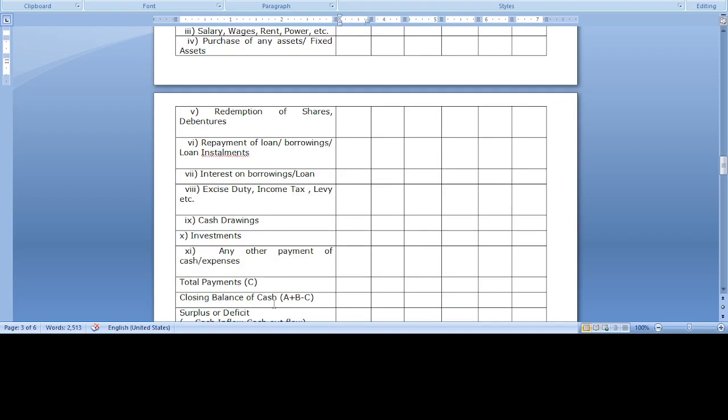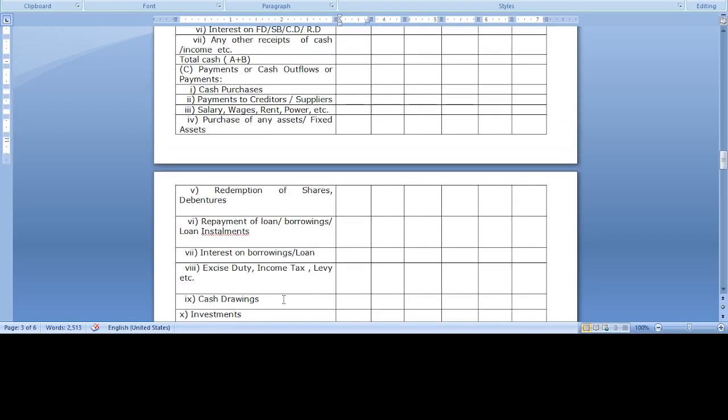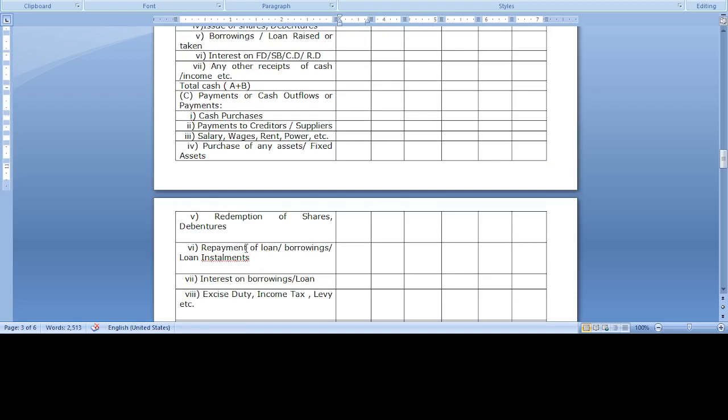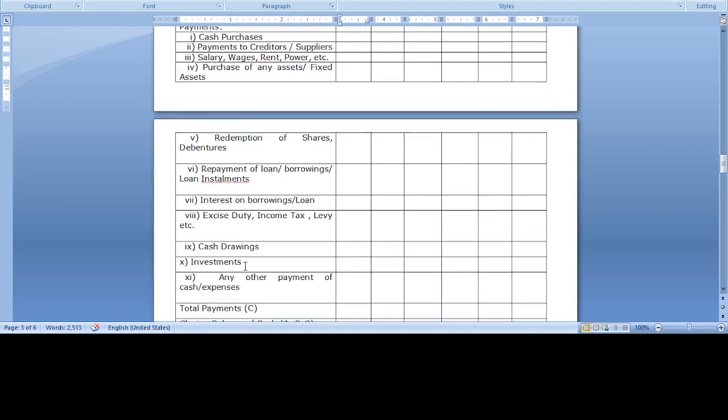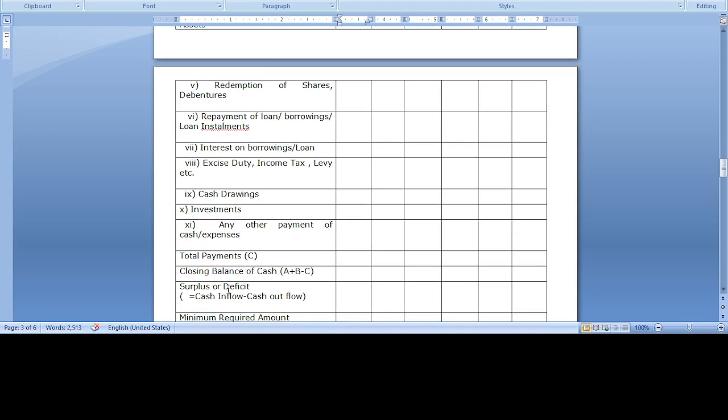Then you have to identify the closing balance of cash. How to do it? What you have added, A plus B, the total cash, minus the total of C, so that you will get the closing balance of cash. You may get either a surplus or a deficit. If you get the difference positive, then it is called surplus. If you get the difference negative, then it is called deficit. So cash inflow minus cash outflow is called surplus or deficit.